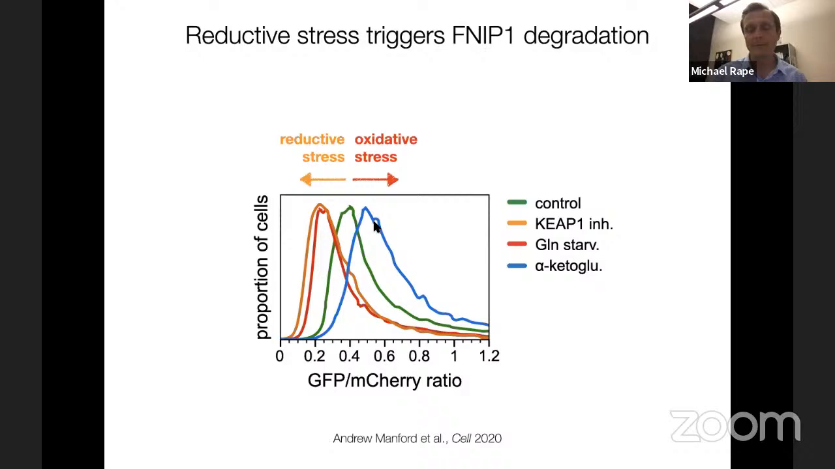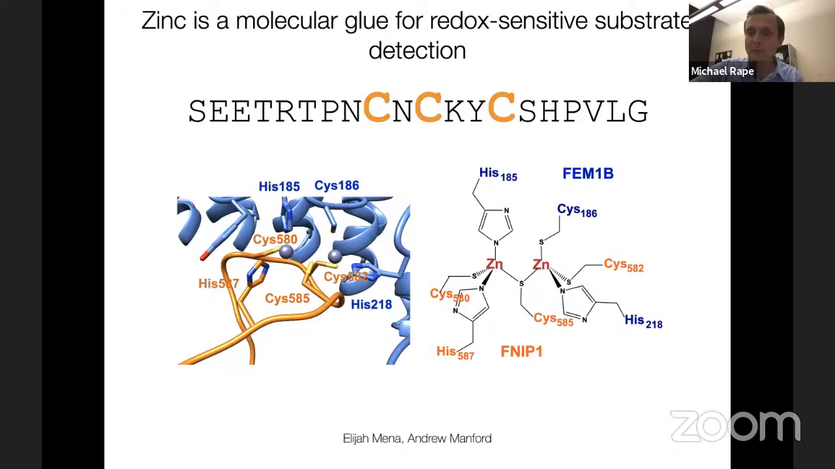And we went a step further and wanted to understand how this works structurally. It was again Elijah who did this sort of on the side while he worked on his dimerization quality control together with Andrew. They solved the crystal structure of the E3 ligase bound to this FNIP1 degron, and it turned out to be an absolutely surprising but beautiful mechanism of recognition. Normally when two proteins interact with each other, you see side chain interactions between the different partners. In this case, that's very practically not the case. There are a few, but they're not important.